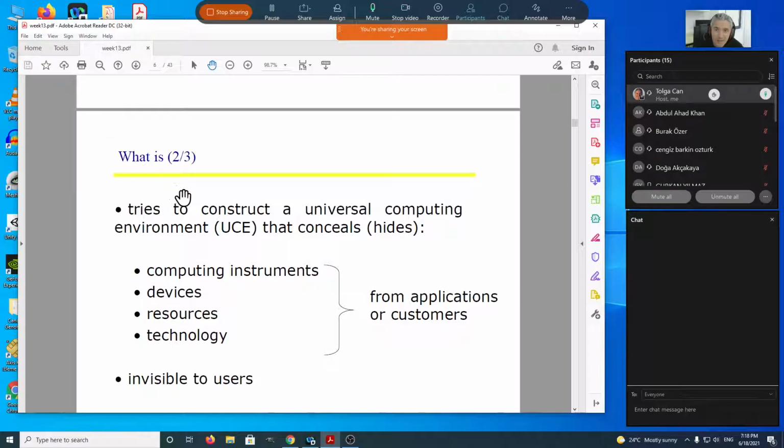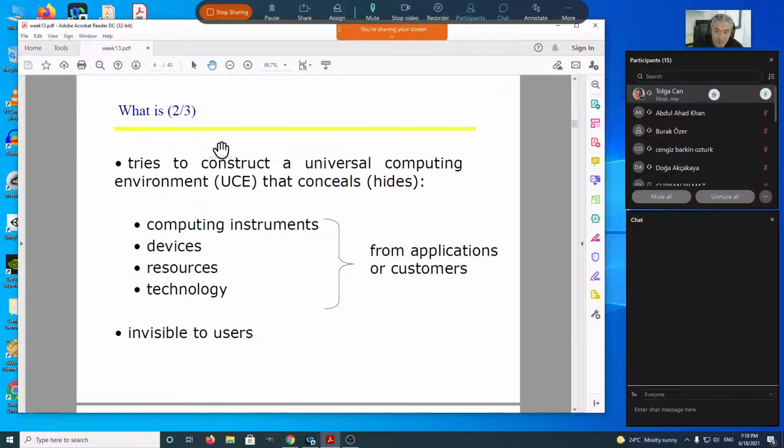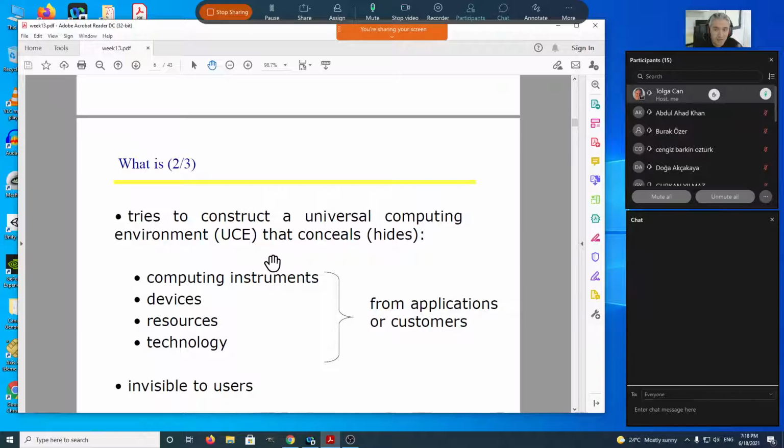Here in Palo Alto Research Center in Xerox PARC, they tried to define certain things like universal computing environment that hides computing instruments, devices, resources, and technology from applications or customers, they become invisible to the users. So it was, I think, all these ideas, they may seem old, but they are really the seminal ideas that basically gave birth to ideas of the Internet of Things.